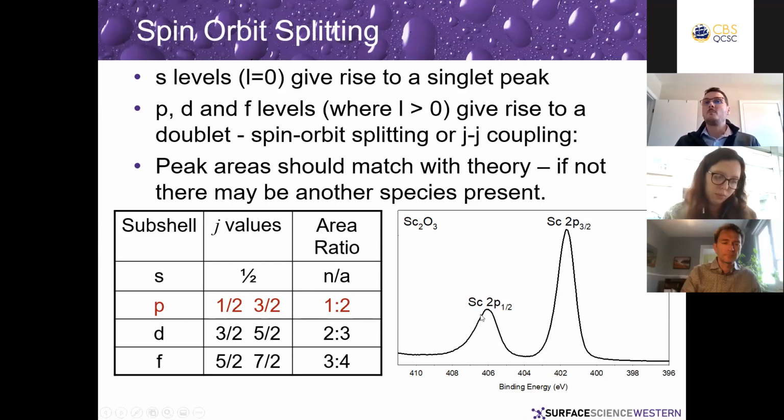So a peak should have a 2 to 1 ratio for a p orbital. If it doesn't have a 2 to 1 ratio, you may have multiple species there. You may have some overlap from another element mixed in there. So you're going to have to look at those sorts of things.